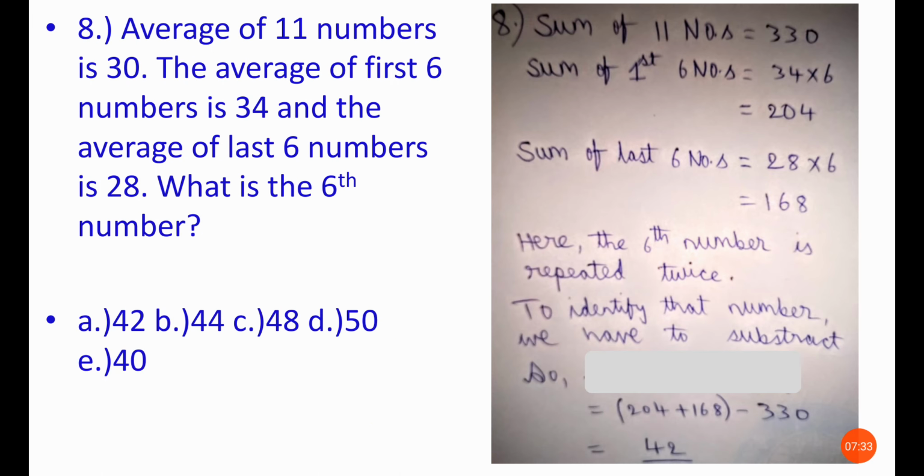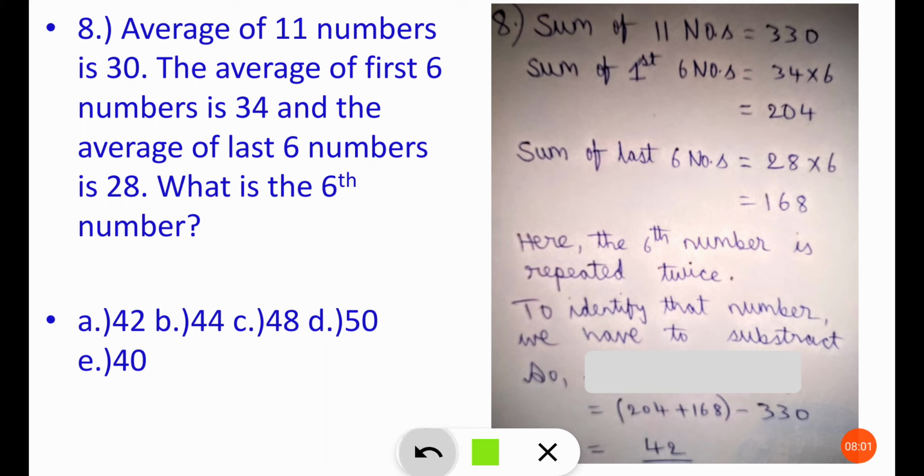Moving to the 8th question, last one. The average of 11 numbers is 30. The average of first 6 numbers is 34, and the average of last 6 numbers is 28. What is the 6th number? We were asked to identify the 6th number. Average of 11 numbers is 30. Sum of 11 numbers will be 330. Average of first 6 numbers is 34. Sum will be 34 into 6, 204. And average of last 6 numbers is 28. Sum will be 28 into 6.